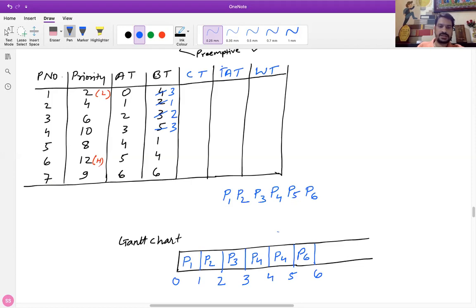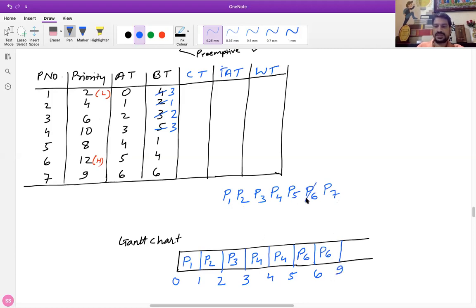At time 6, P7 also comes into the ready queue. At this point, all the processes are available: P1, P2, P3, P4, P5, P6, P7. Among all, which has the highest priority? Definitely P6. So P6 will continue its execution without any context switching. Because we have done 1 unit of time, 3 is left, so we'll execute up to 9.